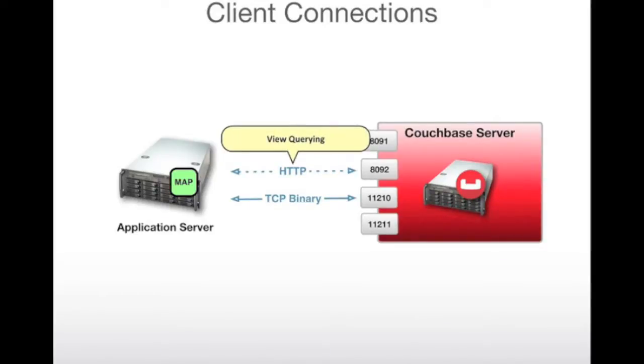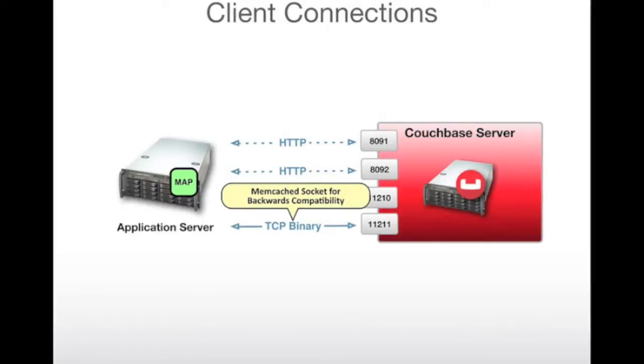You can do this within your browser as well. You can run queries. Because it is HTTP, you can run queries in your browser. But our SDKs will actually communicate over HTTP to the port 8092 of the servers within your cluster. And finally, there's port 11211. That is the standard Memcache socket for backwards compatibility. Our clients actually connect to 11210, but if you use a Memcached client, like if you're doing a migration with your existing application, it will connect to 11211 and use that.